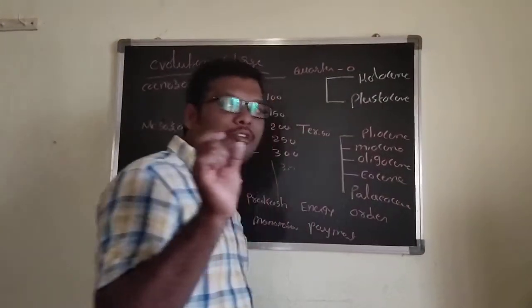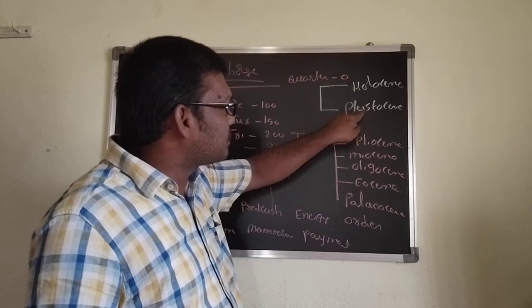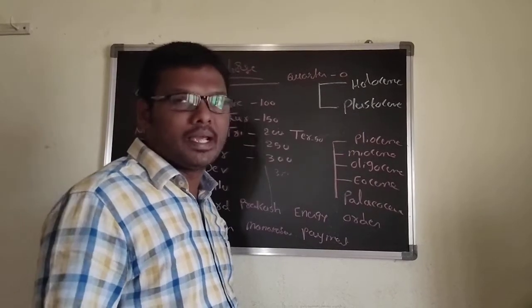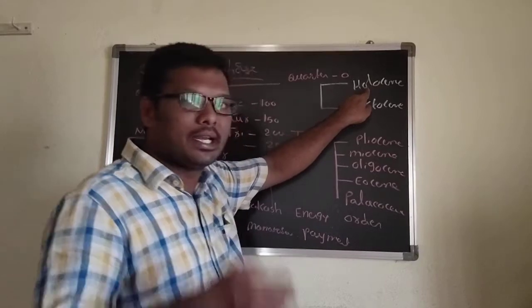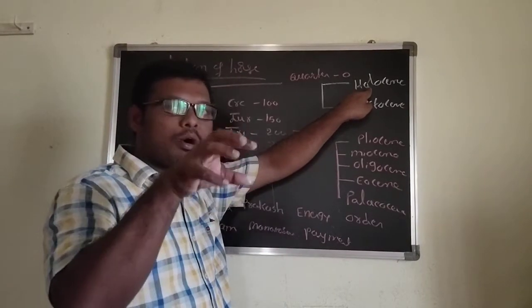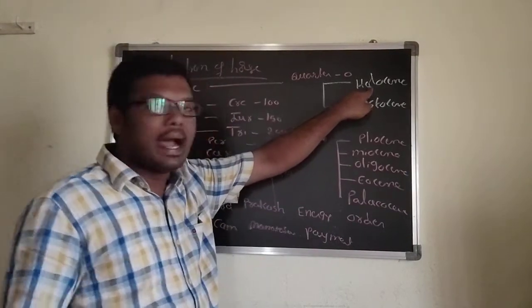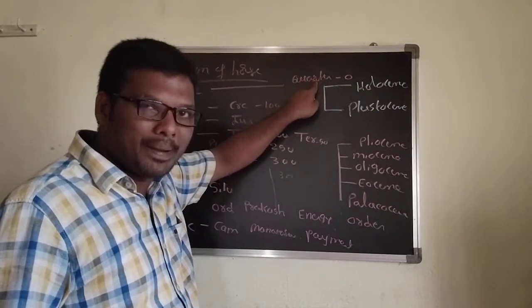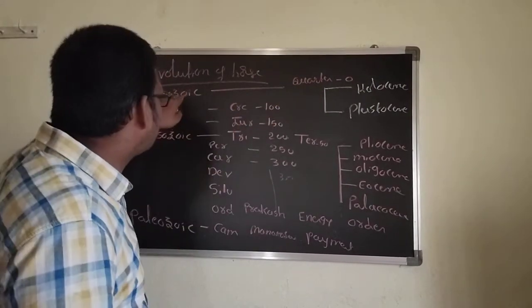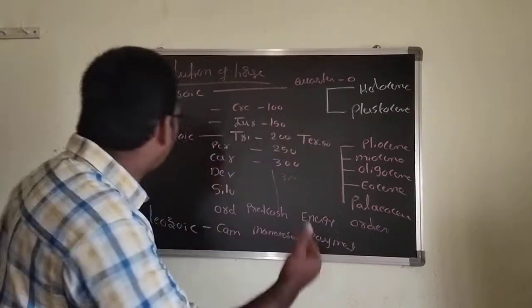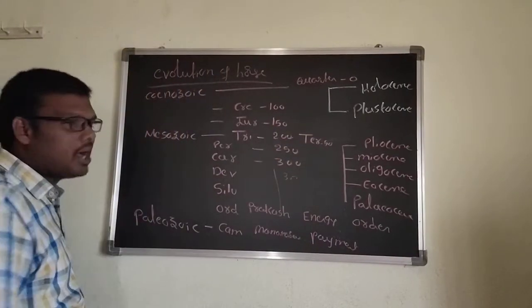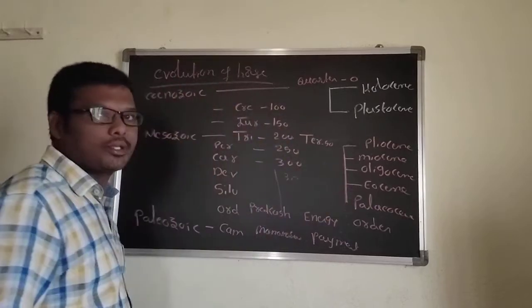The origin of human beings takes place in the Pleistocene. The civilization of human beings takes place in the Holocene. Now, at present we are in the Holocene epoch, in the quaternary period and the Cenozoic era. We discuss these epochs because of the evolution of the horse.